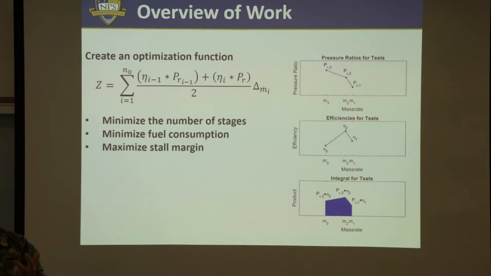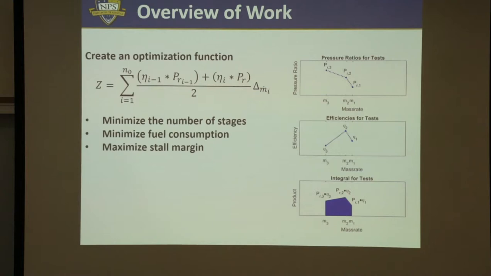So again, the reason that we care about pressure ratio is if our individual stage is able to achieve a higher pressure ratio, that's going to minimize the total number of stages that we need. The reason that we care about efficiency is because higher efficiency is going to reduce our fuel consumption. And then the reason that we integrate with respect to mass rate is because we desire to increase the mass flow range to minimize that stall margin.